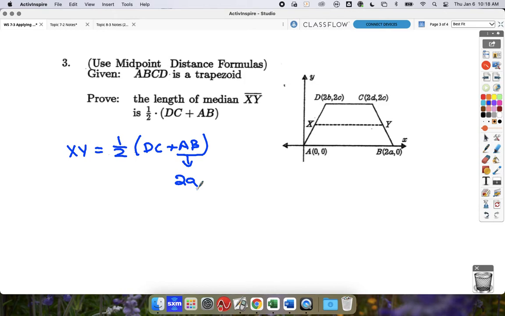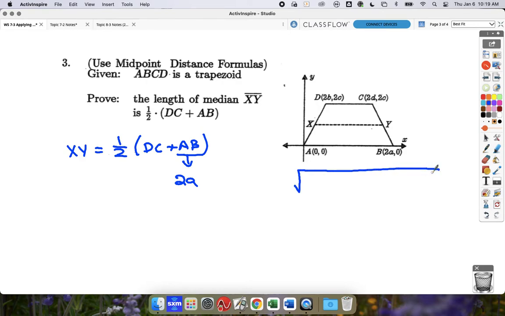Thoughts? Is it okay? Now let's go with what Julia said and find the length of DC. For the length of DC, can you see it, or are we going to have to calculate it? 2C is the height of the trapezoid. We're going to have to calculate it. Okay? So if we're going to calculate the length of DC, we're going to have to use the distance formula.